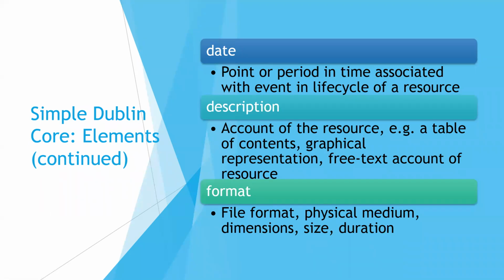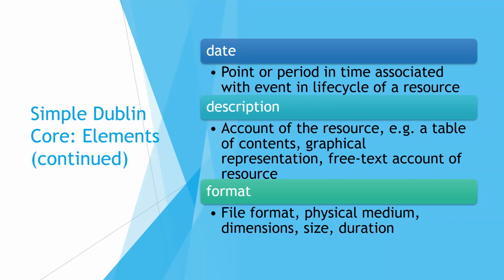Okay, so the next 3 elements are date, description, and format. And just be aware that the date actually has a set format. So it's year, year, year, year. So it's 4-digit year, and then month, month, 2-digit month, and then day, day, 2-digit day.